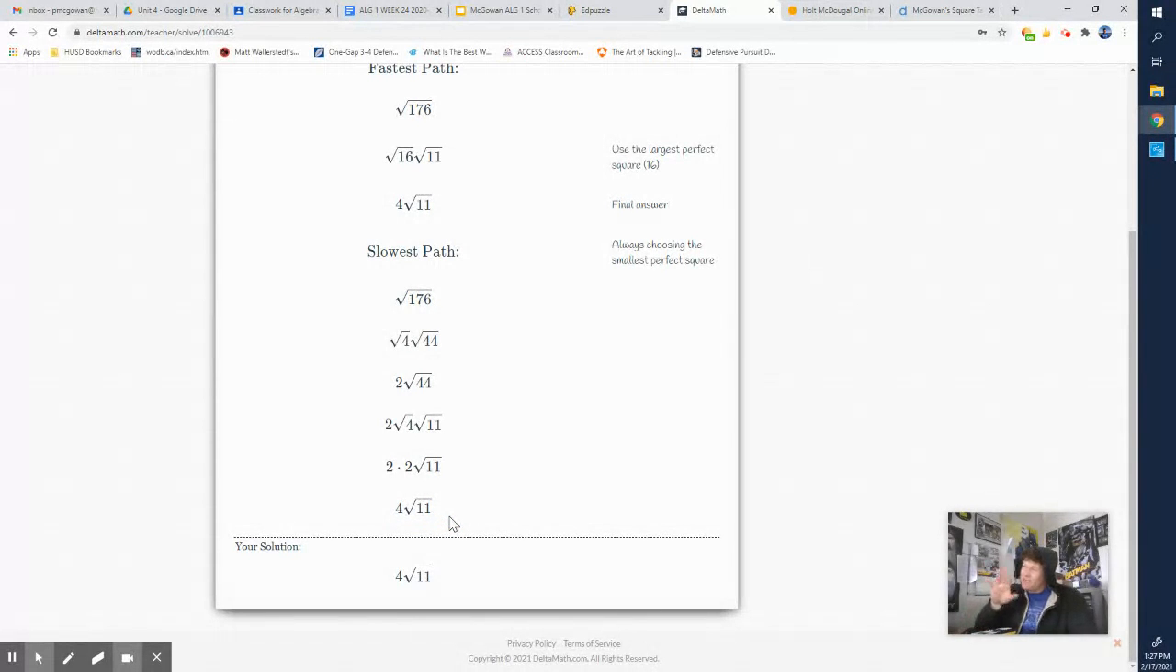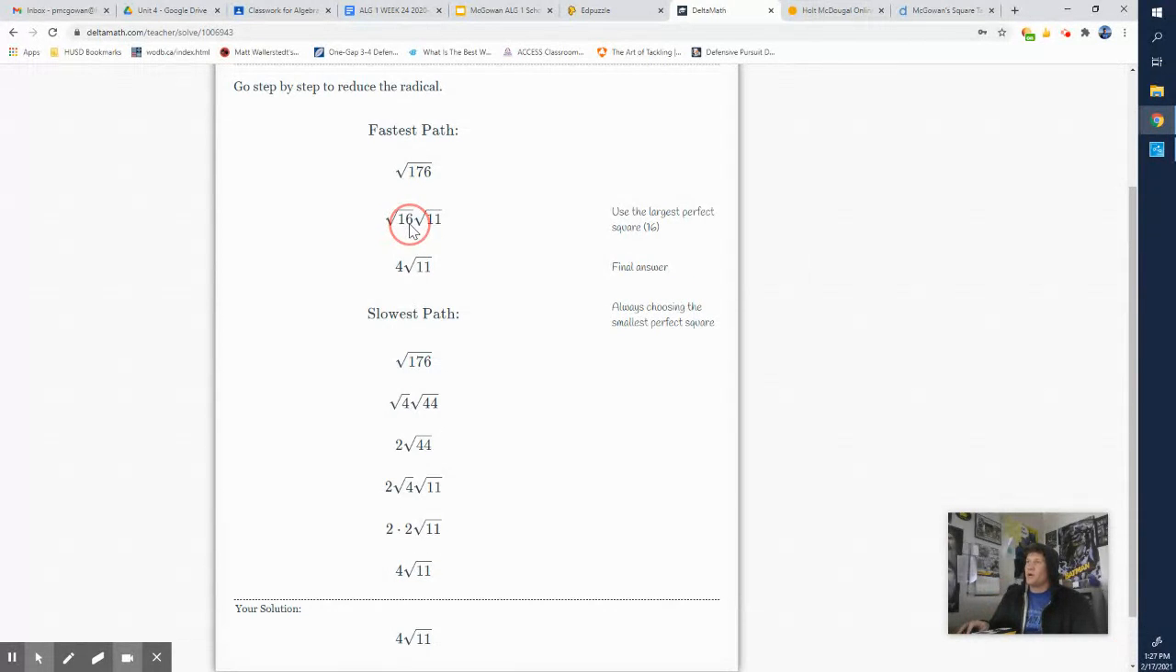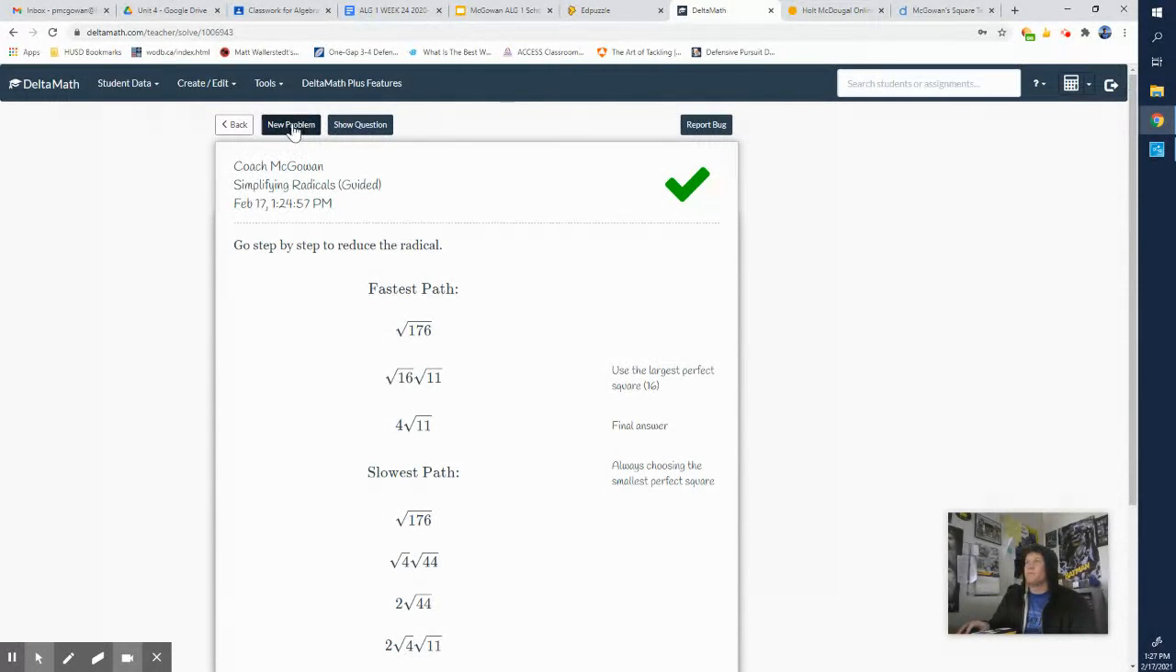So there are a lot of different ways you could solve some of these problems. But the big thing I want you to get is that we're looking to find factors that are perfect squares, like this 16 or like this 4, that go into the number underneath. Let's try another one.